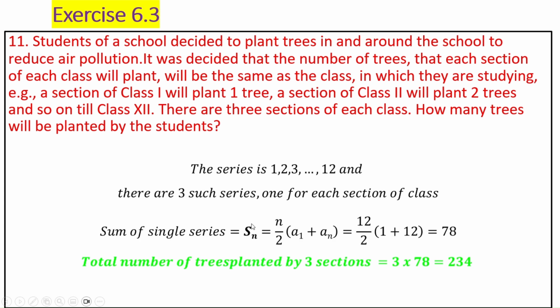So let's find the sum of the first series, n by 2 into a1 plus an. That is 12 by 2 into 1 plus 12, which is 78. One single series is 78. So the total number of trees planted by the three sections is 3 into 78, which is 234.